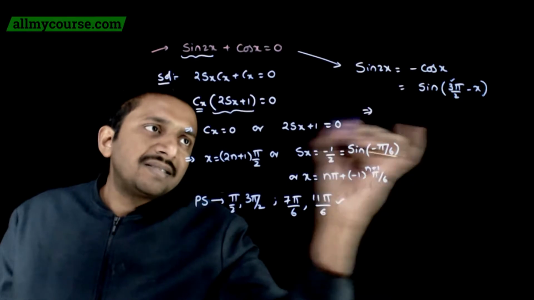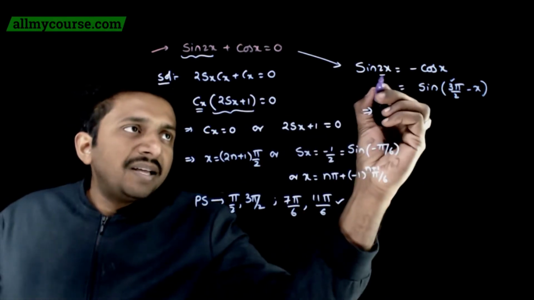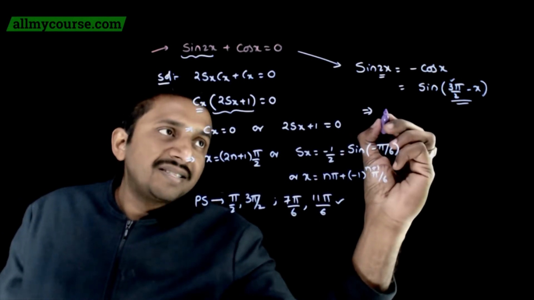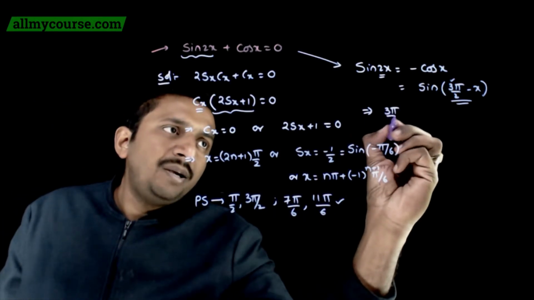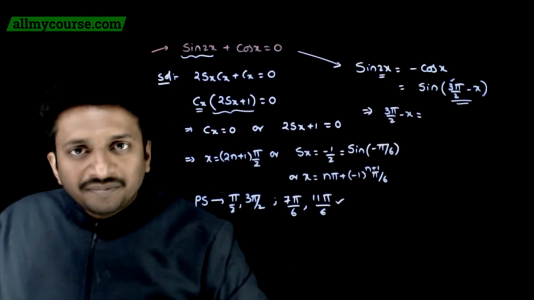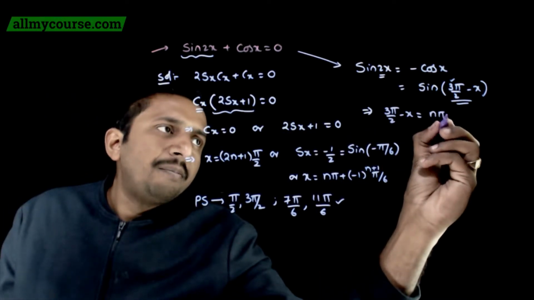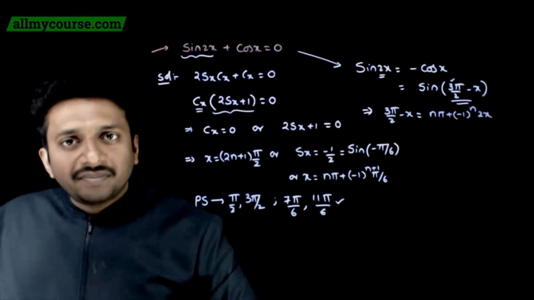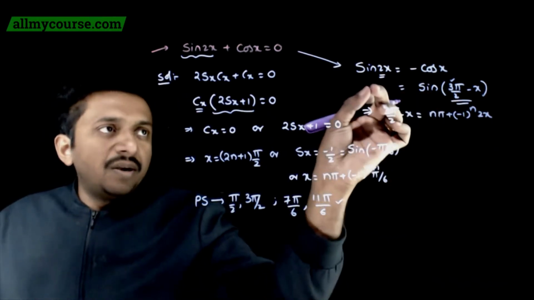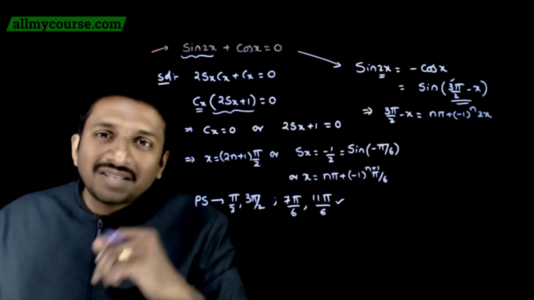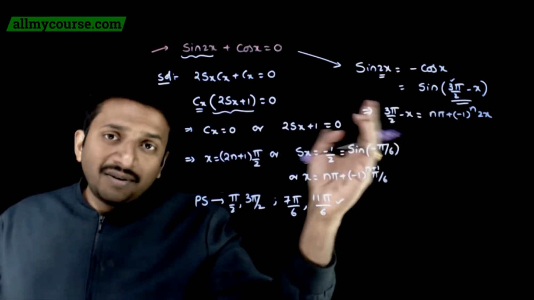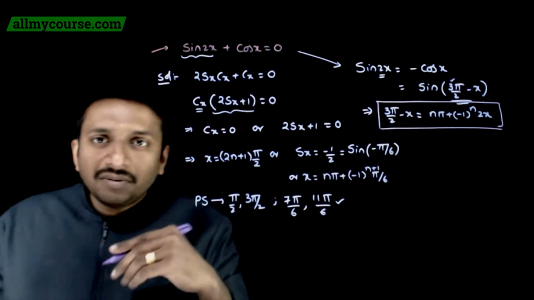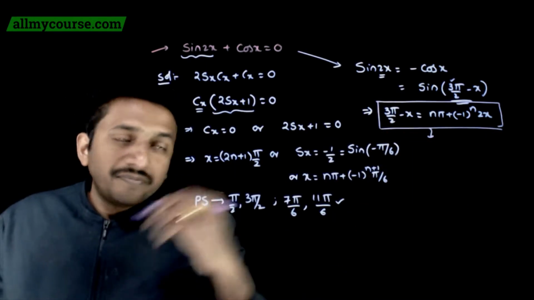So this implies sine of something is equal to sine of something. So I can write this as 3 pi by 2 minus x is equal to n pi plus minus 1 whole power n times 2x, right? Something has to be equal to n pi plus minus 1 whole power n times something. So I can write the reverse also, it doesn't really matter. So this is a solution for our equation. So let us try to analyze our solution.